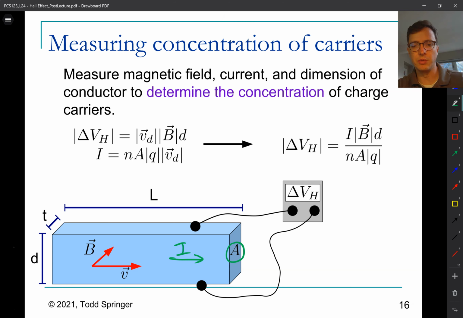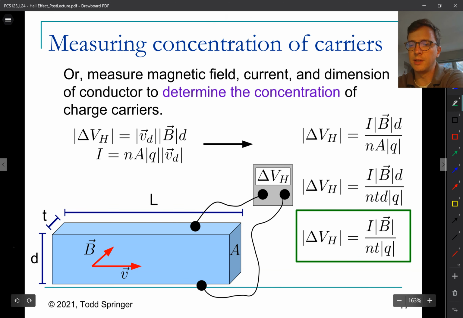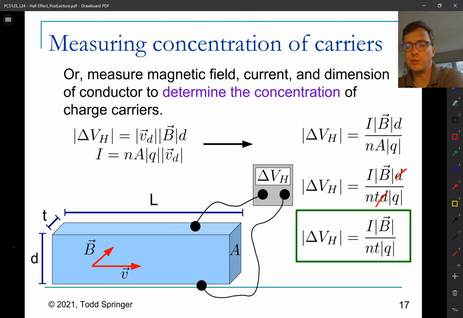If you combine these two formulas, you can remove the drift velocity. I can solve for the drift velocity from equation 2 and plug it into equation 1. In this step I removed the drift velocity, and I get this equation: delta V_H equals IBD over nAq. We can simplify this a little bit more, because what is A? A is going to be equal to the product of D times T. So in this step I substituted for A, thickness times D, and then I can cancel these out. The D on the top cancels with the D on the bottom. I have this formula: the Hall voltage is IB over nqT.